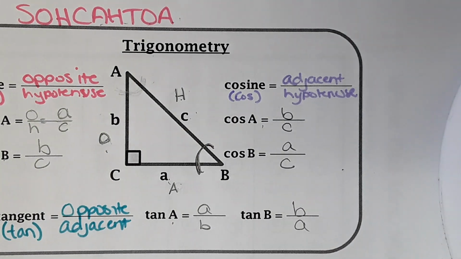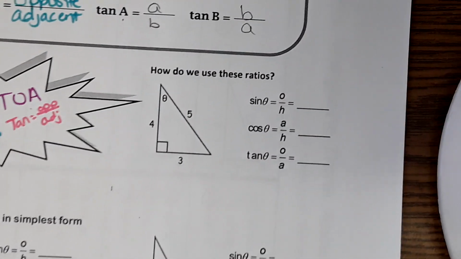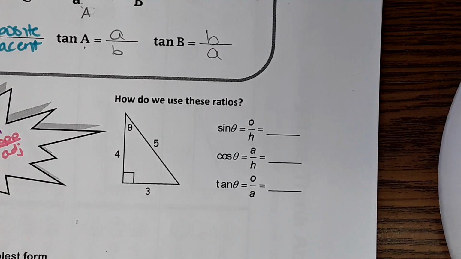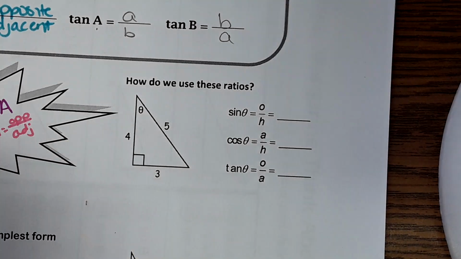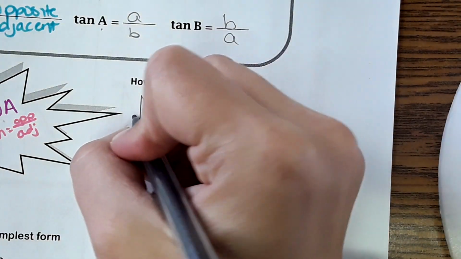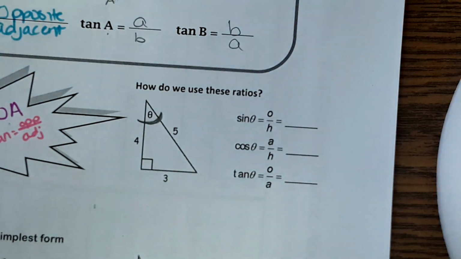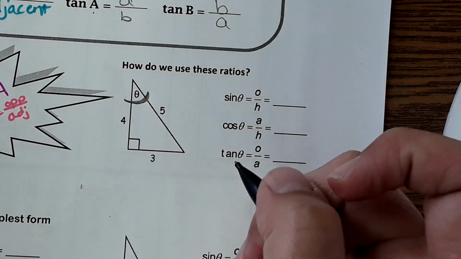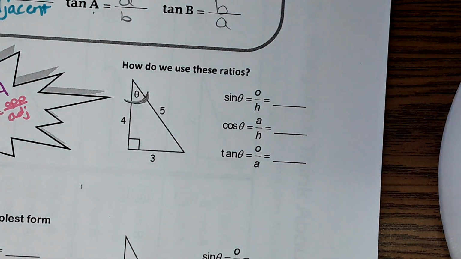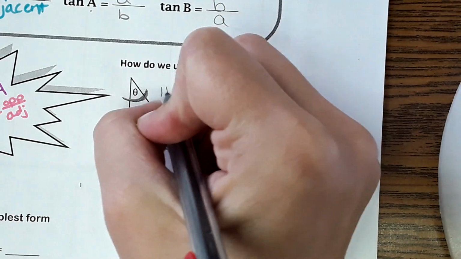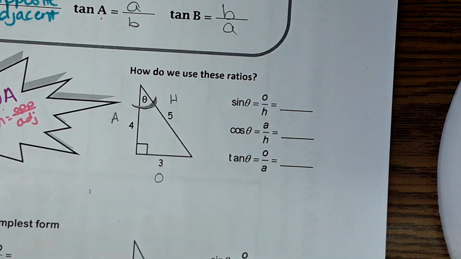Now we're bringing in numbers for the next part. Okay, so how do we use these ratios? Now we're going to do the same thing we just did using numbers. They give us number sides. We have our designated angle, theta. Based on that, you would label your sides. So go ahead and label them opposite, hypotenuse, adjacent. See if you get it right. So this would be opposite, hypotenuse, adjacent. Is that what you got?